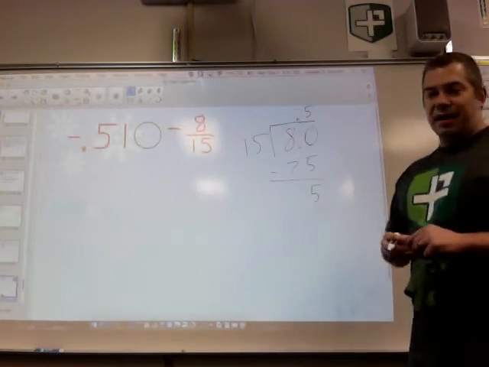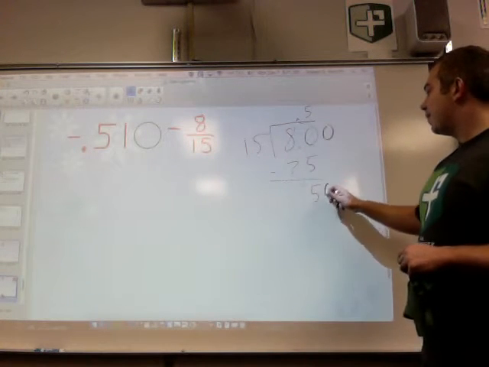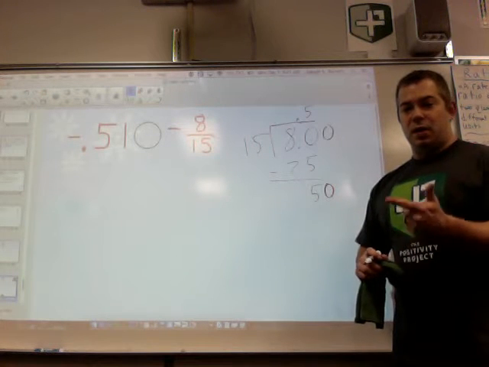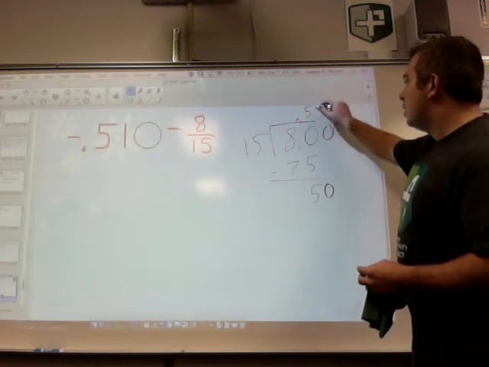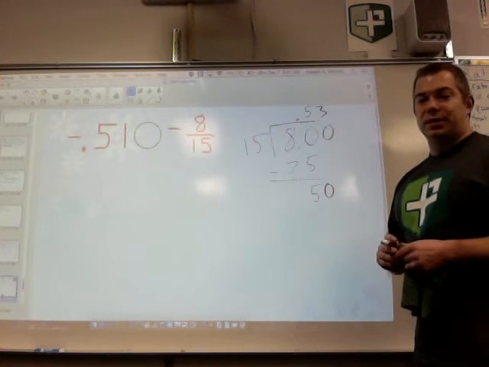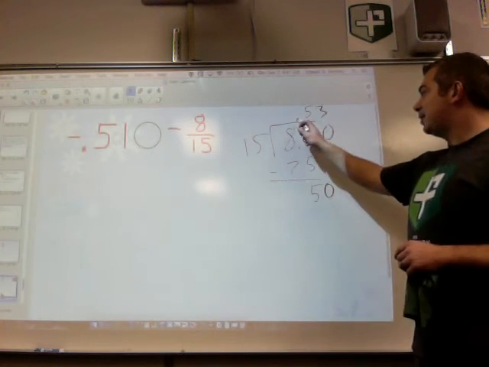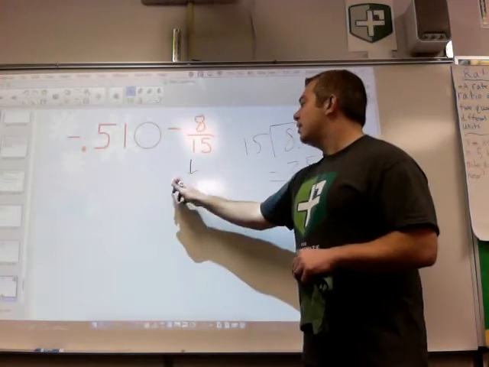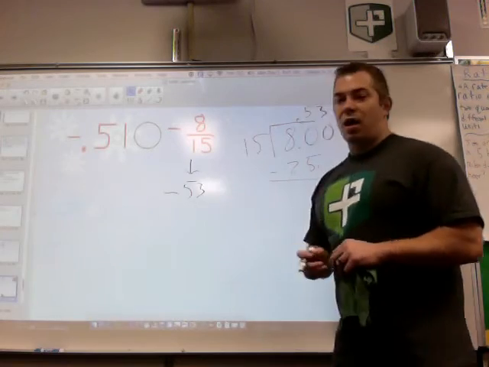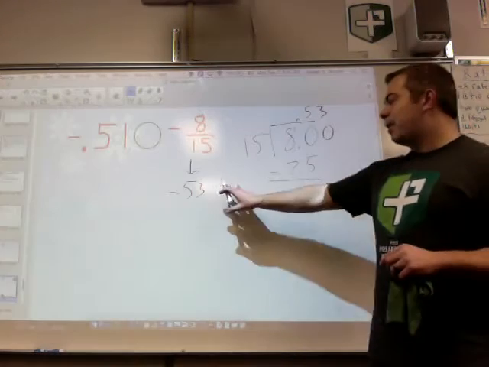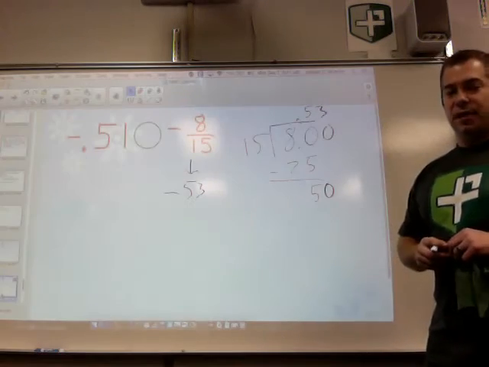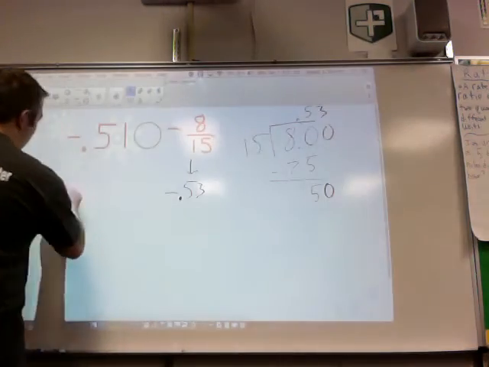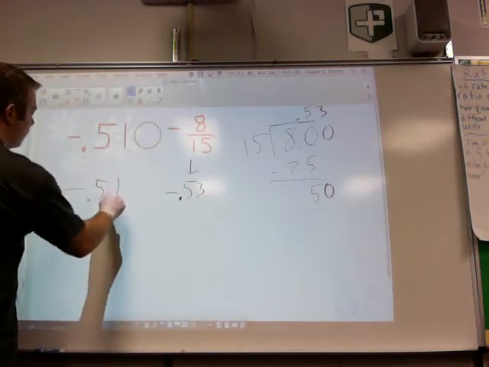All right, 15 cannot go into 5, so I have to annex another 0. How many times could 15 go into 50? 15, 30, 45. You can go in 3 times. Now, I could stop right there, and I'm going to stop right there, because I could see that my numbers are now different. So this is going to be negative 53 hundredths. Okay, there's definitely going to be more after that, but I'm going to stop. And I rewrite this number as negative 51 hundredths.